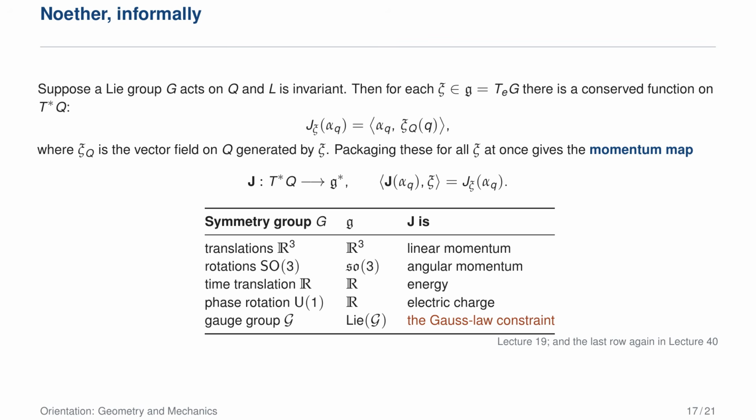That map is called the momentum map. Run down the examples. If the group is translations, the momentum map is linear momentum. If it is rotations, it is angular momentum. If it is time translation, it is energy. If it is the circle group acting by phase rotation, it is electric charge. And if the group is the gauge group of a Yang-Mills theory, the momentum map is the Gauss law constraint. We do that one in lecture 40.